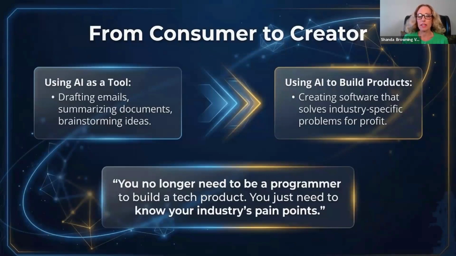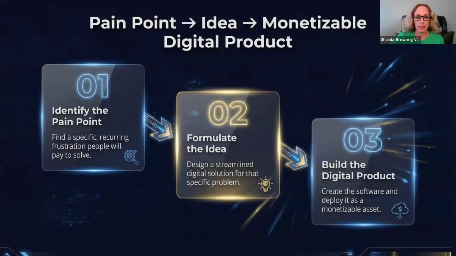So think about an AI tool as something that makes your life easier, or makes the lives of the people in your career or in your job easier. What's something simple, or something that can actually be complex, that you would like to be able to solve for those in your area of expertise, or provide as a service? So the key point here is, one, you want to identify the pain point: find a specific recurring frustration people want to pay to have solved or want an easy solution for. And then you formulate the idea, and then you're going to build the digital product.